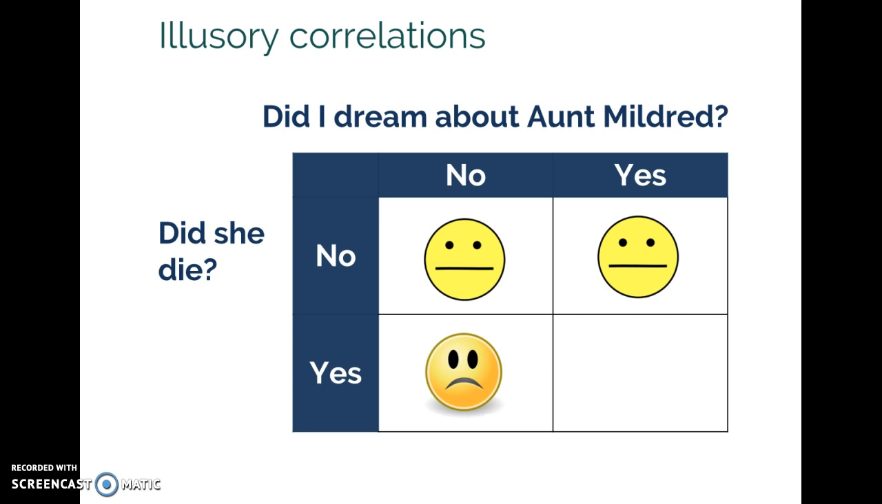If she dies and they didn't dream about it, then they will be sad. But again, nobody's going to be shocked. But on that rare occasion where someone dreams about Aunt Mildred and she dies, now this is going to get their attention. So they're going to really think that there is a stronger correlation between dreams and death than there really was. So that's it for correlations.